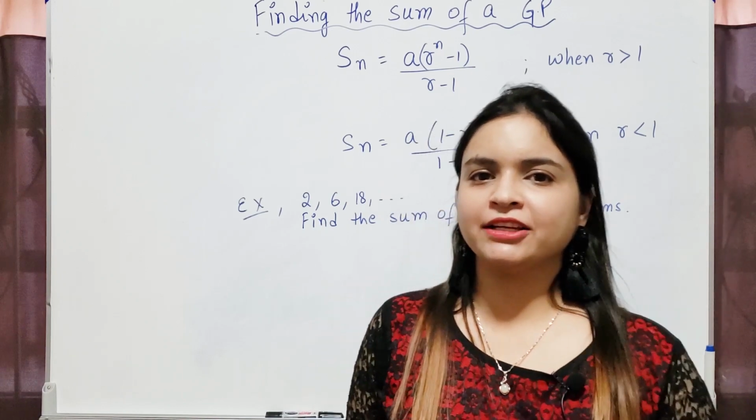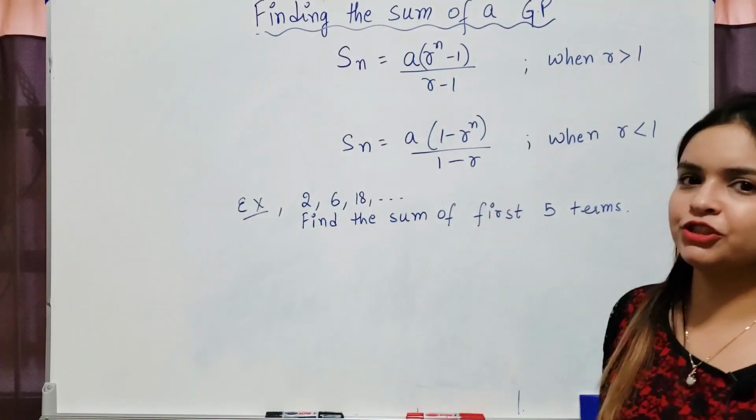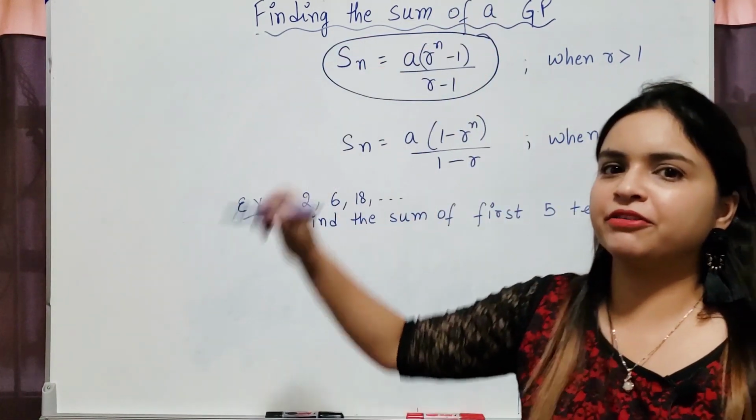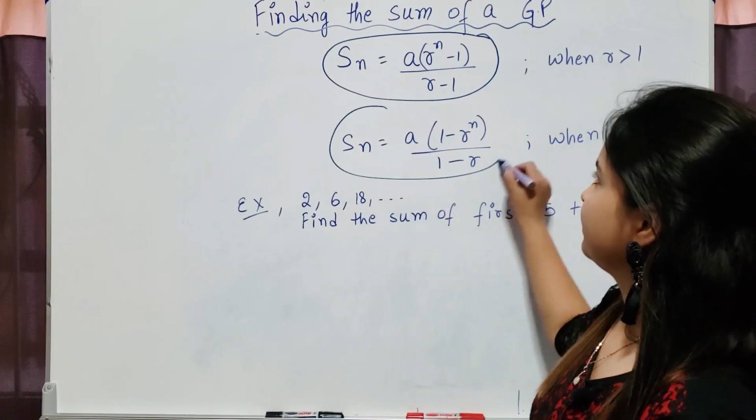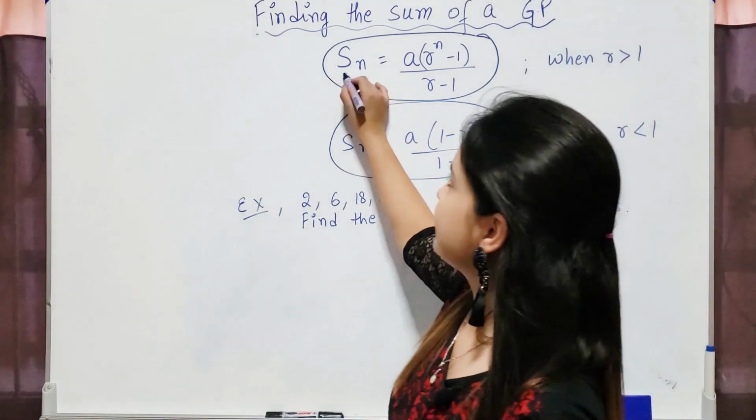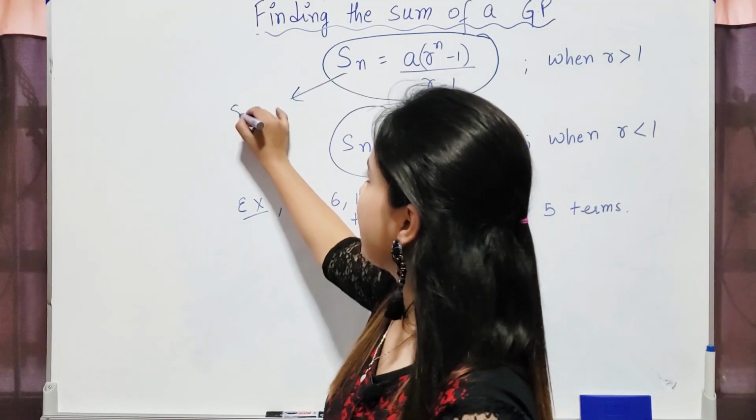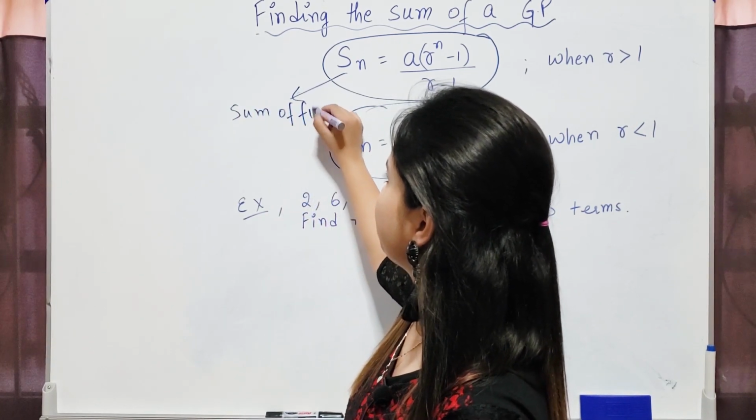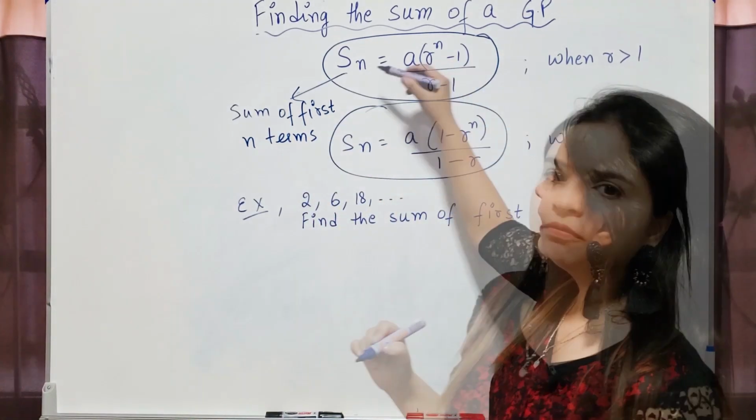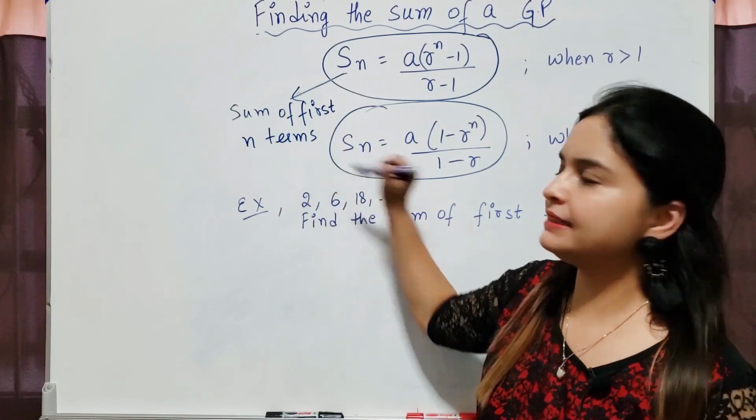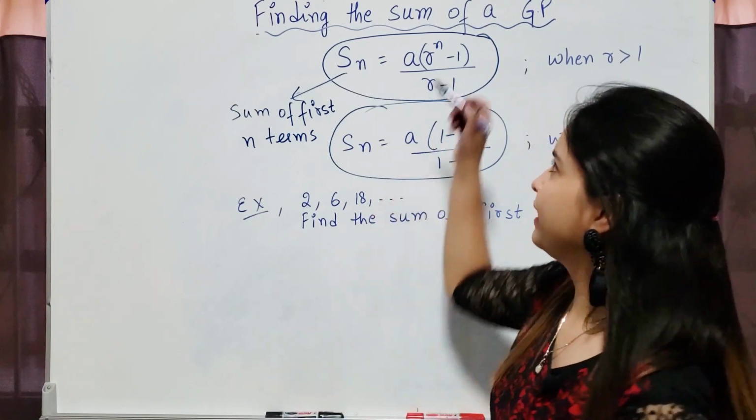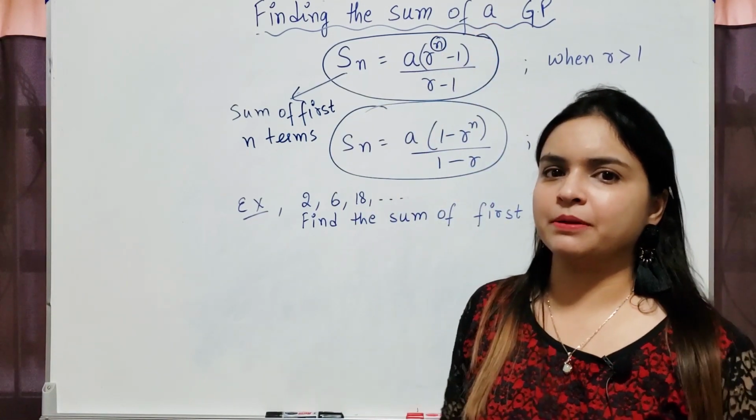In this video, I will tell you about finding the sum of a GP. Now, how do we find the sum of a given geometric sequence? We have to remember this formula. The formula is Sn, okay? Sn means sum of first n terms. A is the first term, R is the common ratio, and n is the number of terms.